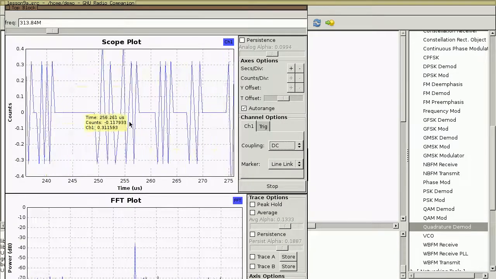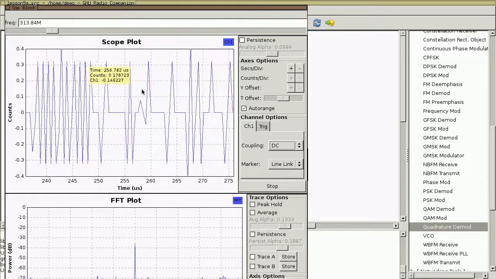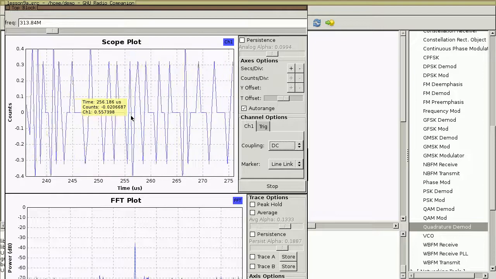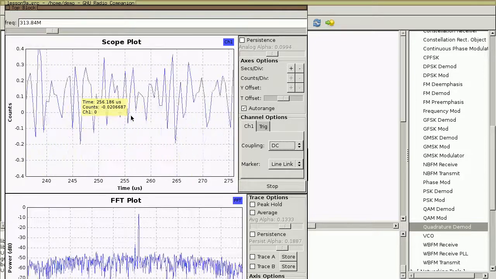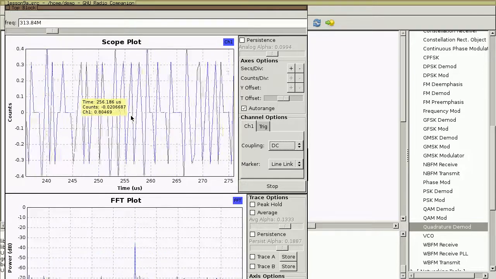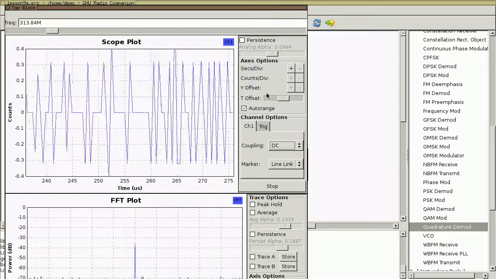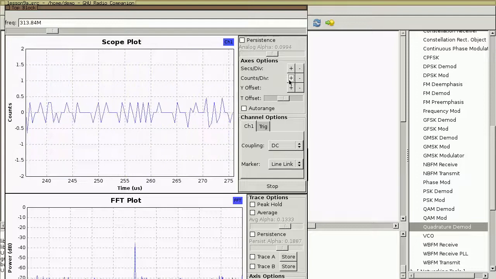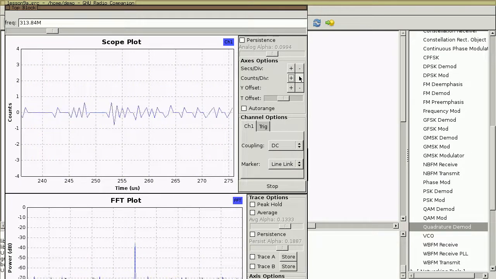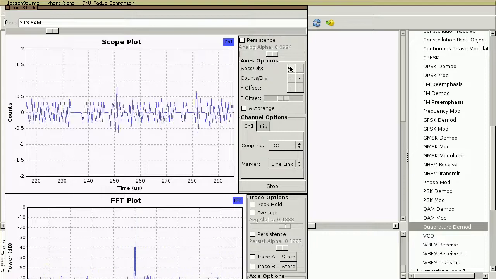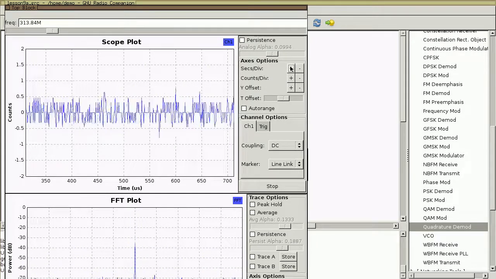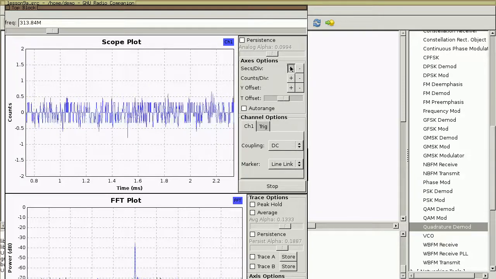Now we still have a scope plot, only this time instead of representing the instantaneous amplitude over time, it's representing the instantaneous frequency. And if I press the button on the remote, you can see things are a little bit different. I'll turn off auto range and increase my counts per division and maybe increase my seconds per division. It's a little bit messy, but you can see some things are moving a little bit.